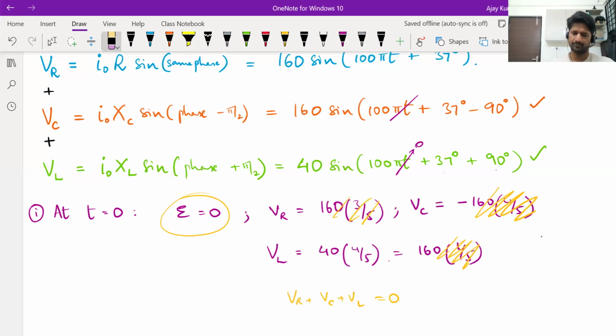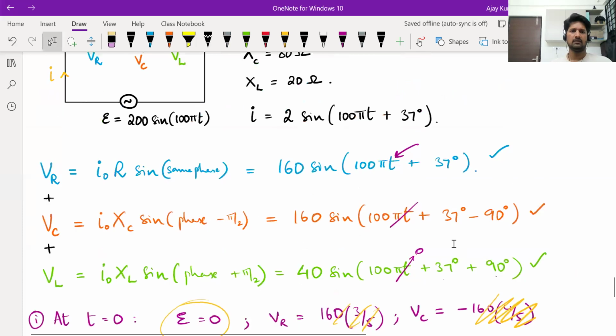Sir, but checking with 0 is more convenient, right? But see, it should always hold, no? So you have to check with other values also. Your retention will be better. You'll remember these ideas better. You substitute other angles or other times and check for yourself.